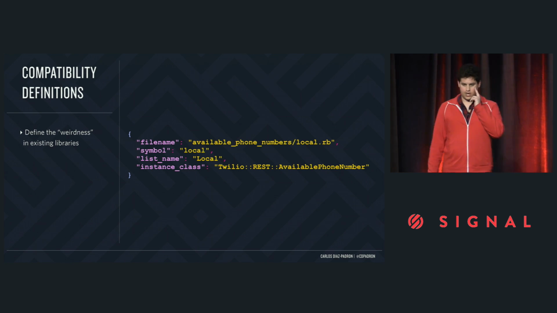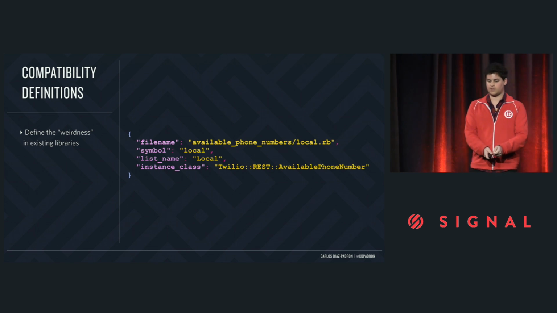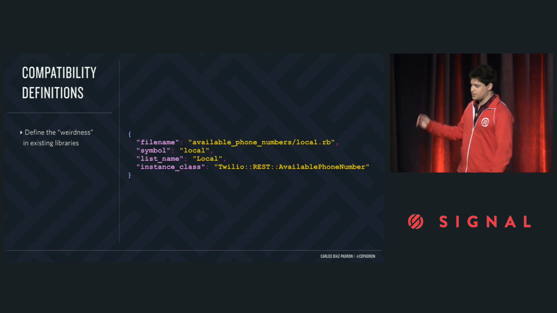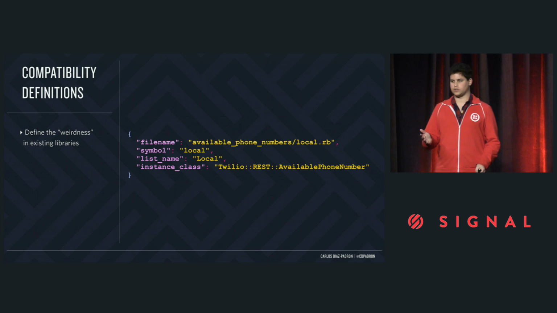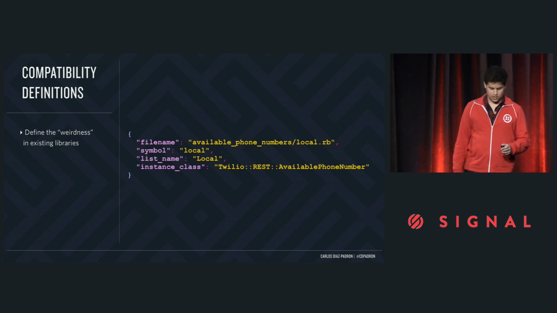And then lastly, because our initial target is to try to generate the existing helper libraries that we have right now, we have these compatibility definitions. And these basically say there's some weirdness in our current libraries where, for example, in Ruby, the available phone numbers, locals, are actually all wrapped up into one available phone number class. And so we had to tell Yoyodyne that.